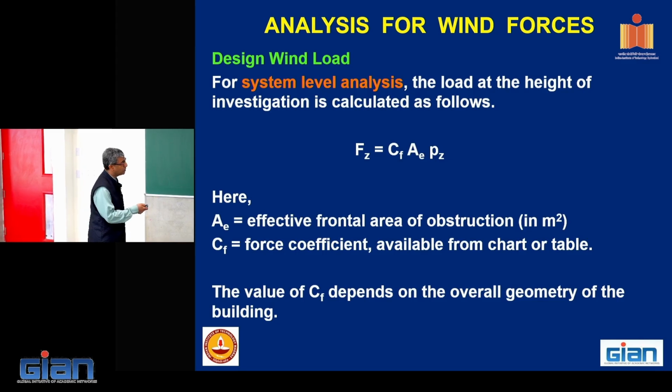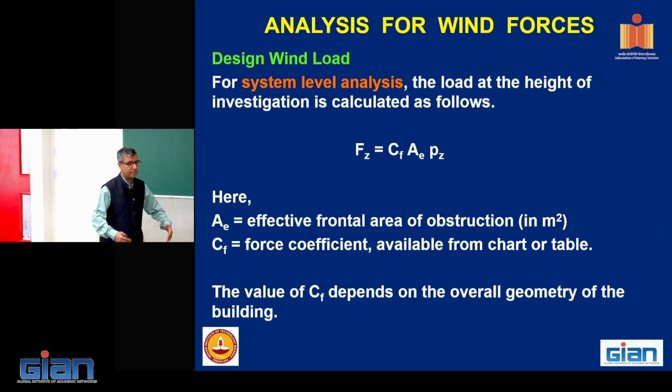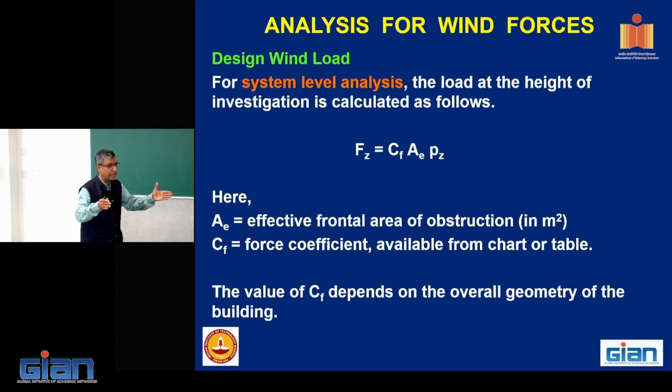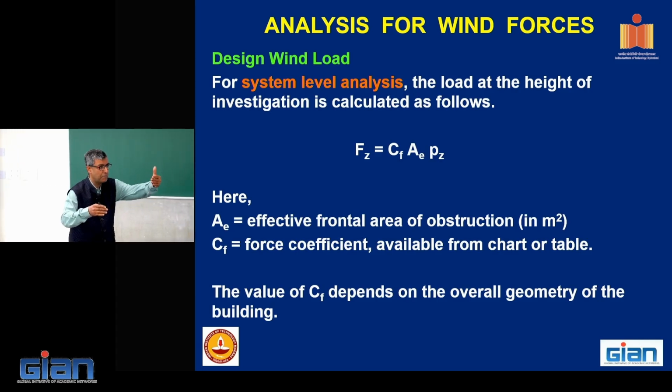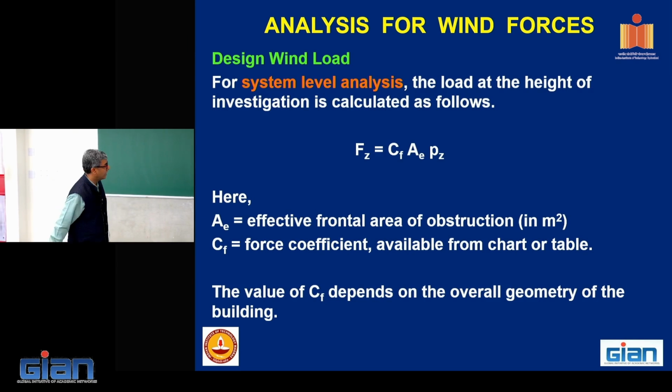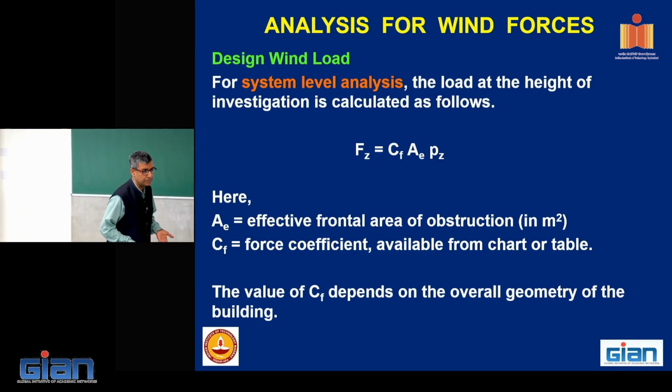And to the pressure, we multiply the effective frontal area. What it means is that if a building is curved, then I just take the projected area which is perpendicular to the direction of the wind flow. Like that, I calculate my effective frontal area. And CF is a coefficient which depends upon the building geometry.